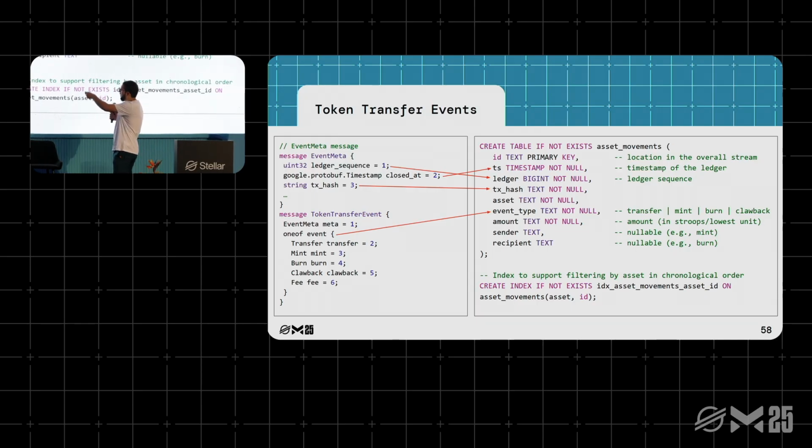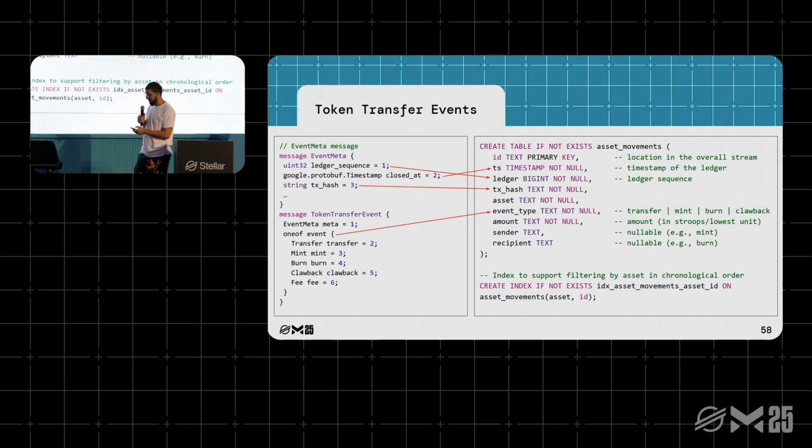So here are all the possible token events that we get from the token transfer processor. And all of these fields will map onto columns in our asset movements table. So we want to know when the asset movement occurred in terms of the timestamp, the ledger. We want to know which transaction contained it. And all of those are fields that are going to be part of the payload that's returned by the token transfer processor.